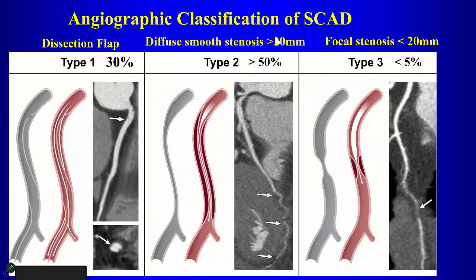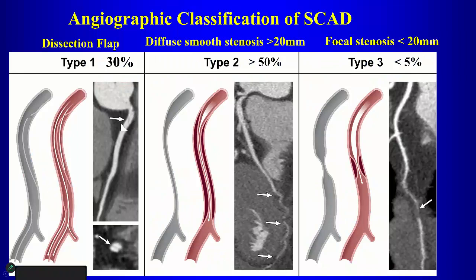There is an angiographic classification for this. So the type where you actually see a dissection flap, like you might see when you're doing CTA of the aorta, right? This is what we look for when you do CTA of the aorta. This is what you might expect to see with a dissection. This is actually the minority.